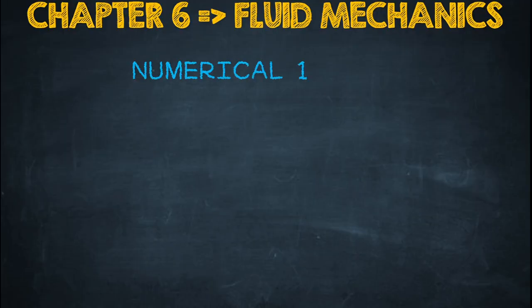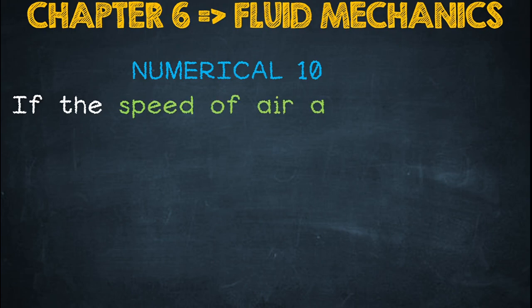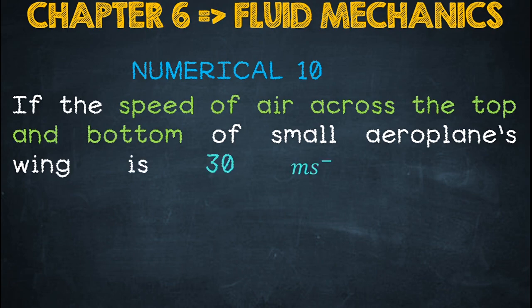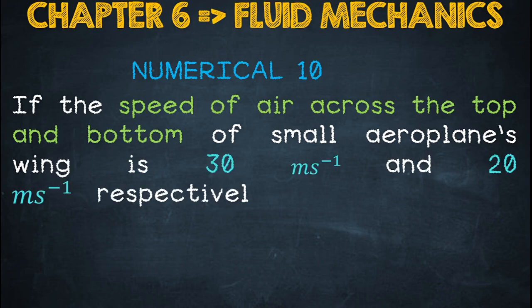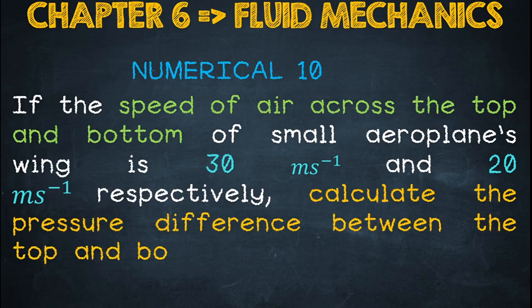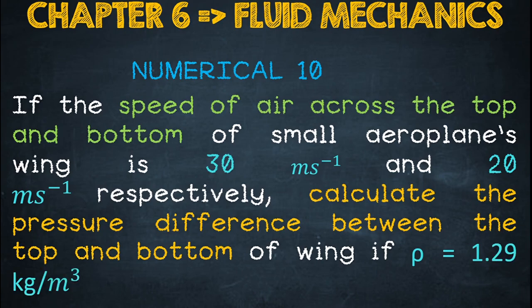Numerical number 10 is similar to assignment 6.4, the statement of which is: if the speed of air across the top and bottom of a small aeroplane's wing is 30 meter per second and 20 meter per second respectively, calculate the pressure difference between the top and bottom of the wing if rho is equal to 1.29 kilogram per meter cube for air. So in the last question the data was similar, but we had to find the lift, which was the difference in the forces, for which we first determined the pressure difference. In this question we just have to determine the pressure difference.